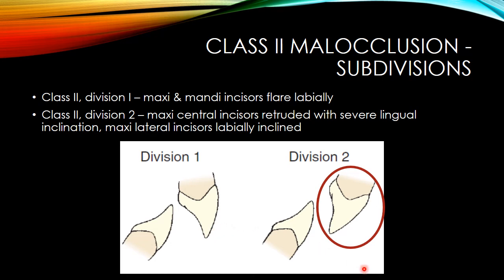People with Class 2 Division 2 malocclusion are likely to have other unique morphology including very little horizontal overjet but severe overbite. Okay, so you see here that there may be a severe overbite or a deep bite.